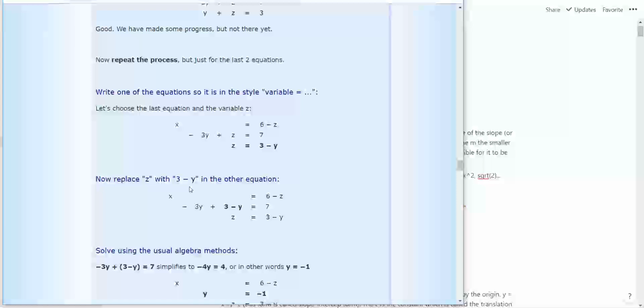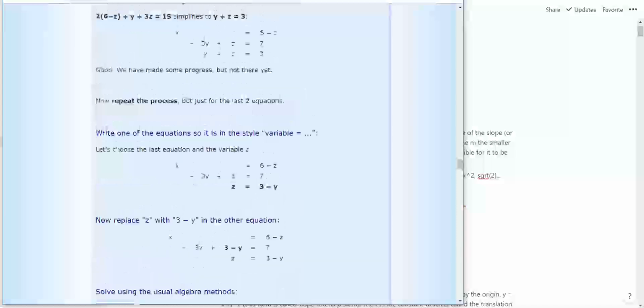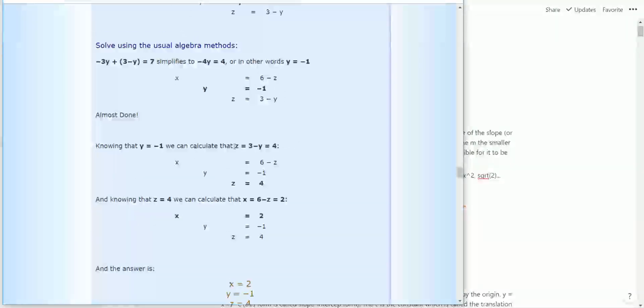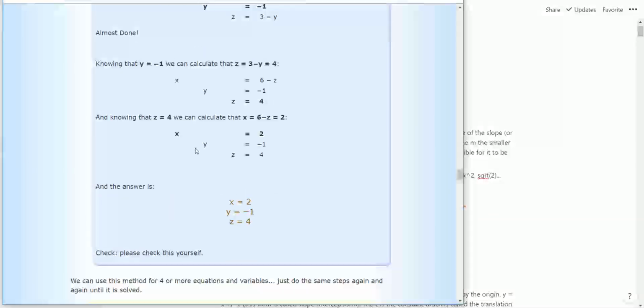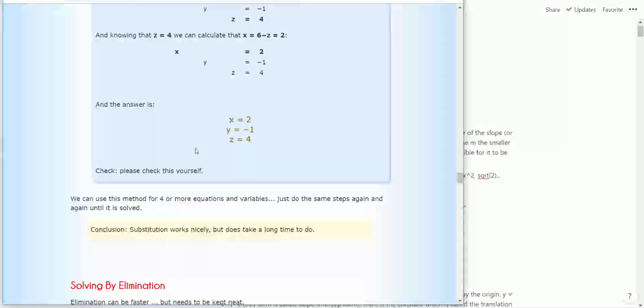Replace z with 3 minus y, which is here. So we've done this, we moved this to be z equals, so that would replace it here. Now we solve, so y equals minus 1, almost done. We can calculate z equals this, and that equals that, so yeah. And the answer is, please check it for yourself.